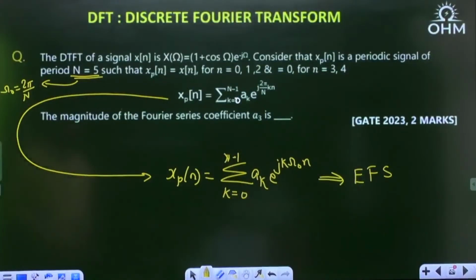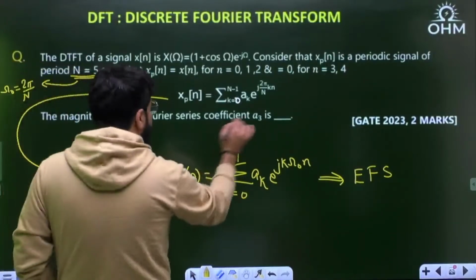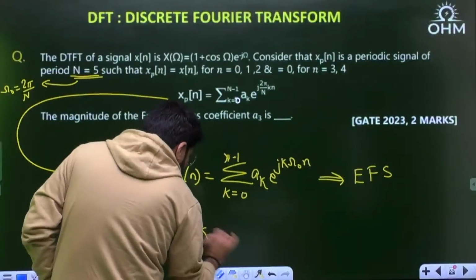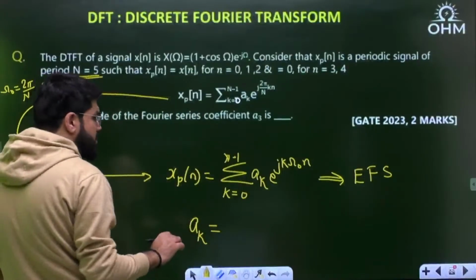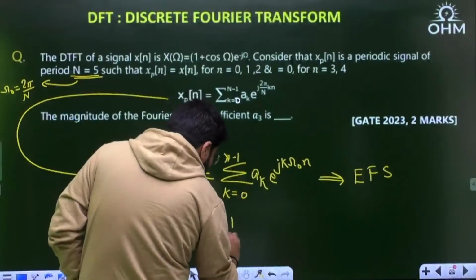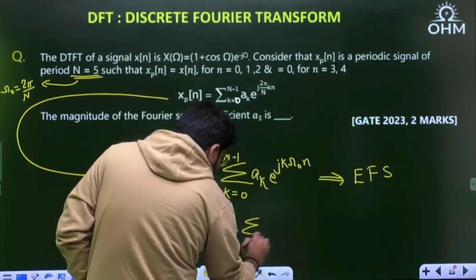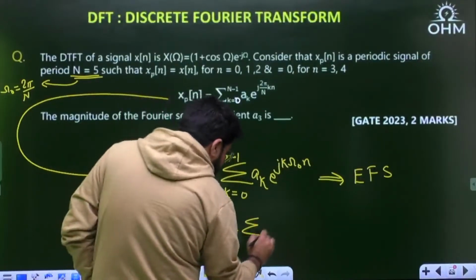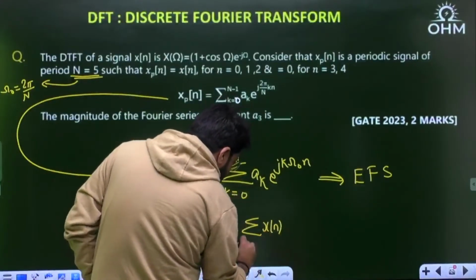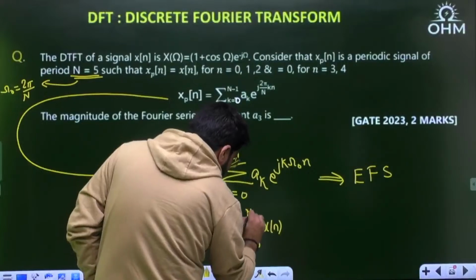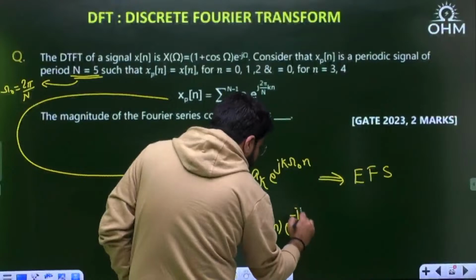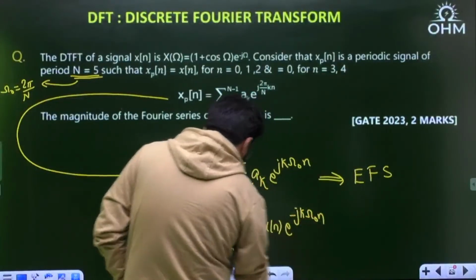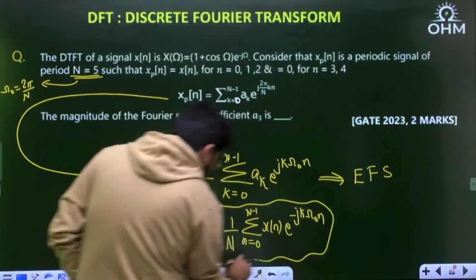Okay. What do they want? They want the exponential Fourier series coefficient A3. What is AK? Now, why am I putting this Fourier series coefficient here? See, what is the exponential Fourier series coefficient AK? AK is given by the formula 1 upon N. See the formula carefully. Summation for one time period, that is n equal to 0 to N minus 1, x[n] e raised to the power minus j k omega naught n. This is the exponential Fourier series coefficient.